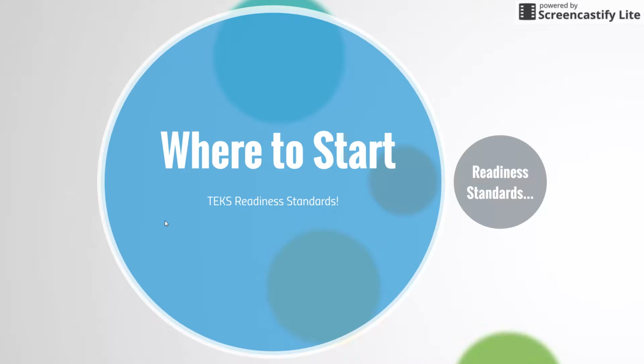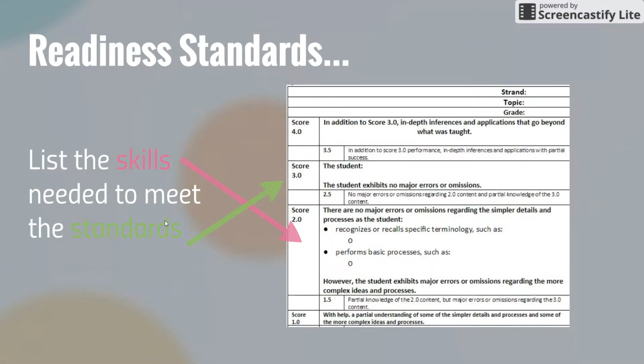For us here in Texas, we start with our readiness standards, and maybe not even all of those. Each standard becomes a proficiency scale. The readiness standard itself is your target score at 3.0, whereas the skills in the standard become part of the prerequisites in score 2.0. This is where the vocabulary and prior knowledge in the way of basic processes belong.